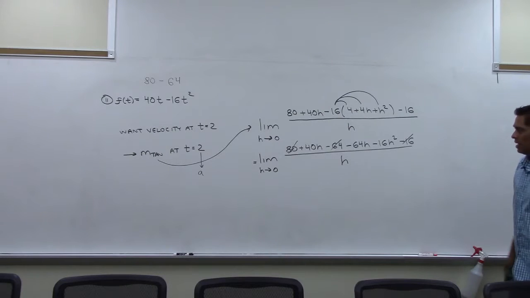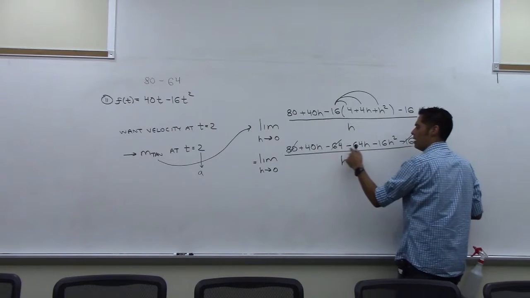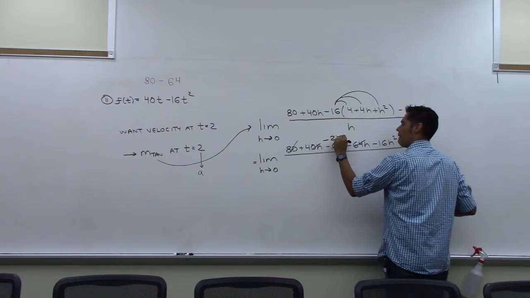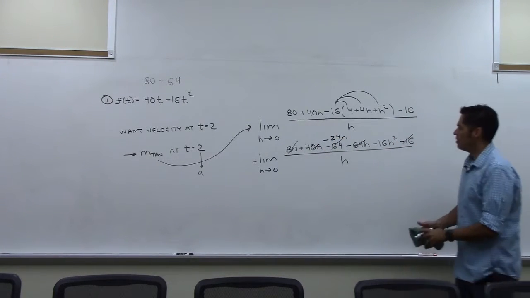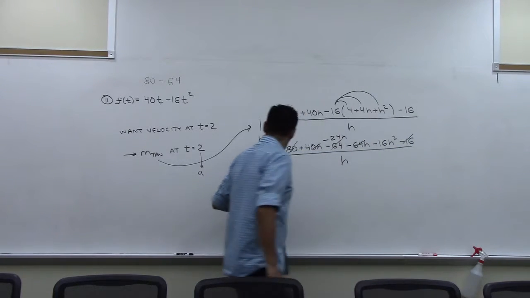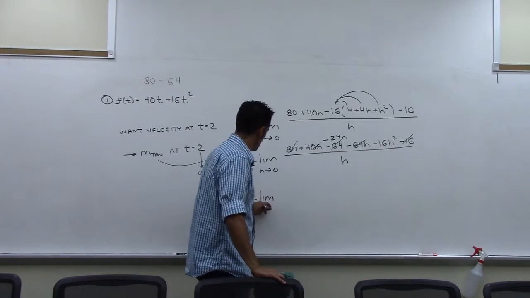Everything else here has an h in it. In fact, I can put these two together and get negative 24h. So all I'm left with on top is negative 24h minus 16h squared. And I'm going to realize that I can factor an h out of the top. I'm going to do that now.